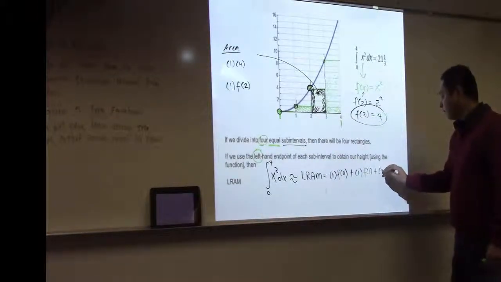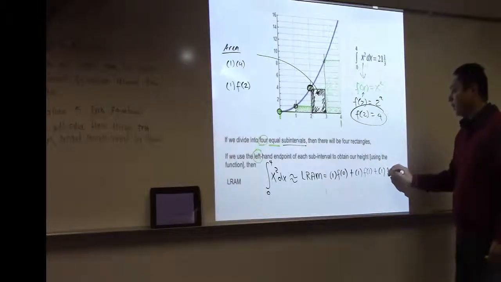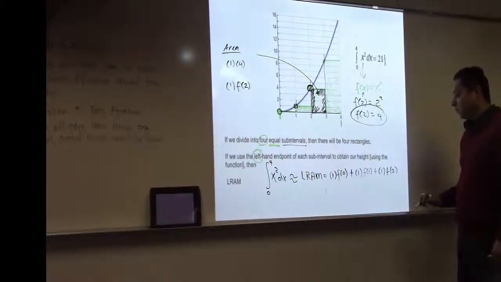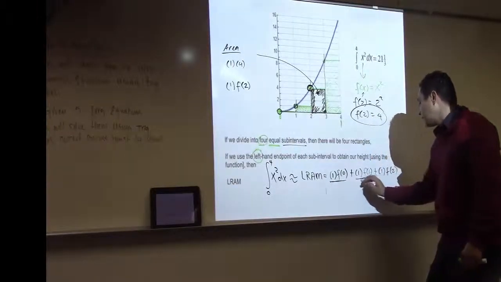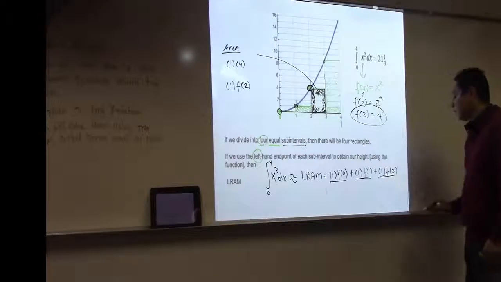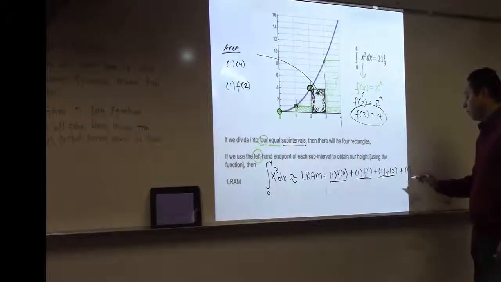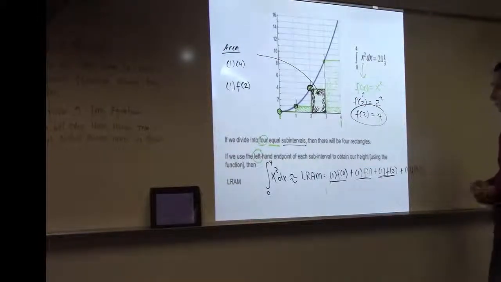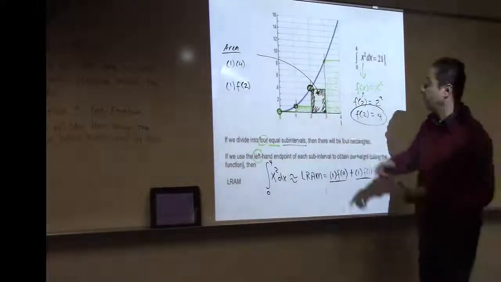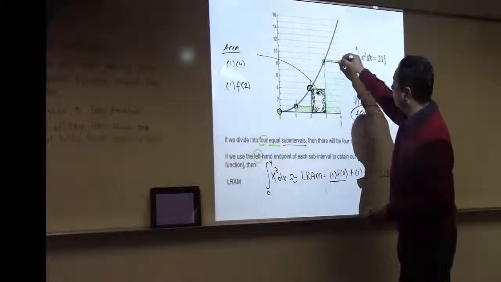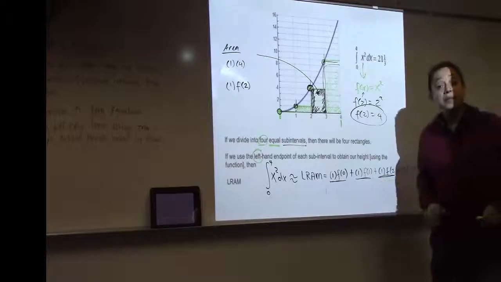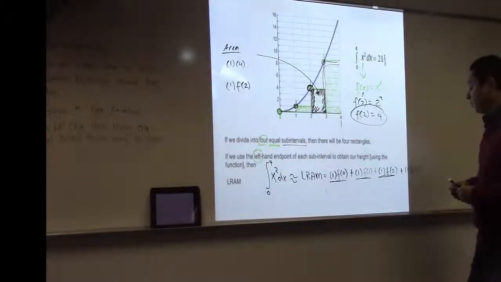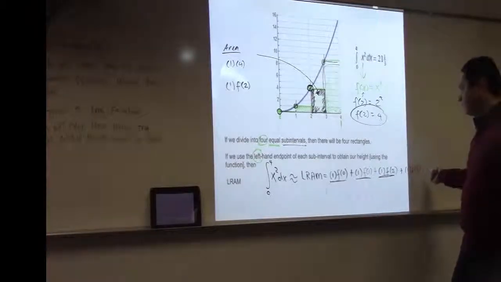Plus the width, 1, times f of 2. So right here I have 1 rectangle, 2 rectangles, 3 rectangles, plus another 1 and f of 3. Right? f of 3 being the last one here. So that will be the last rectangle. And then this will get me 1 point on the AP exam. Just basically do the setup. The rest is just quite simple.